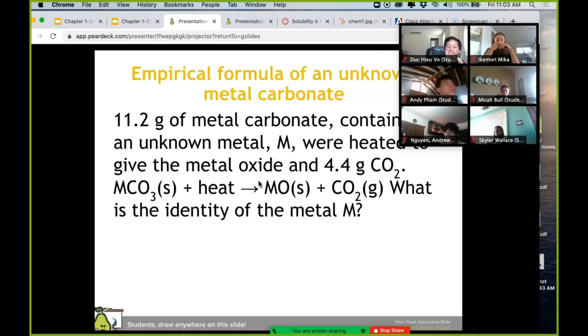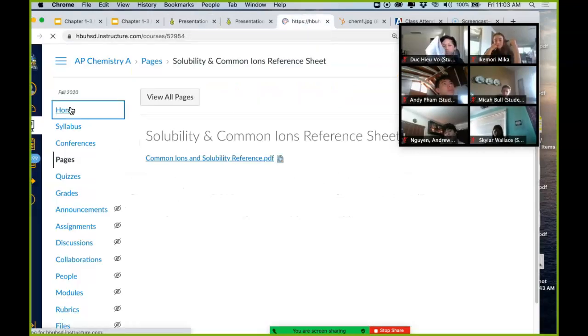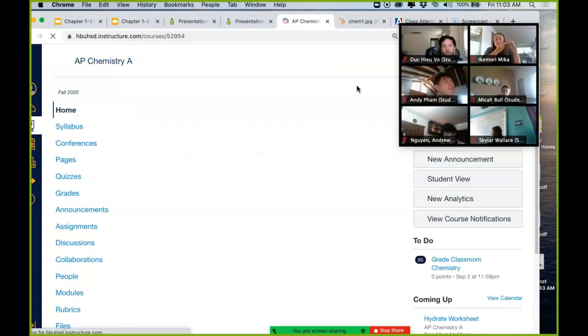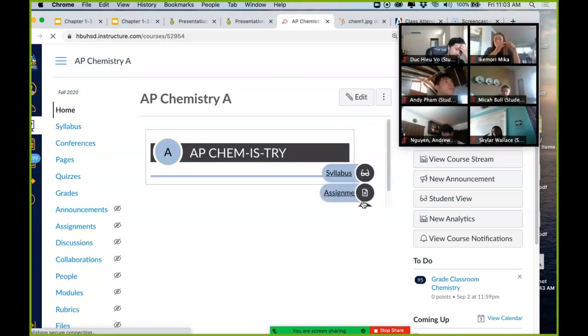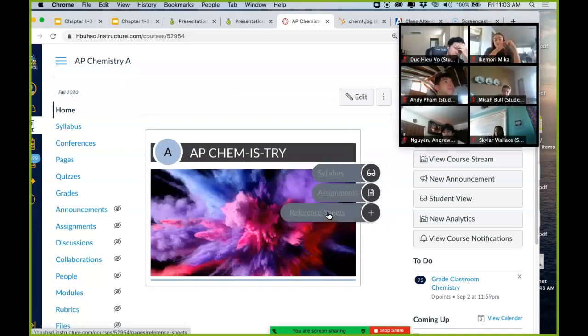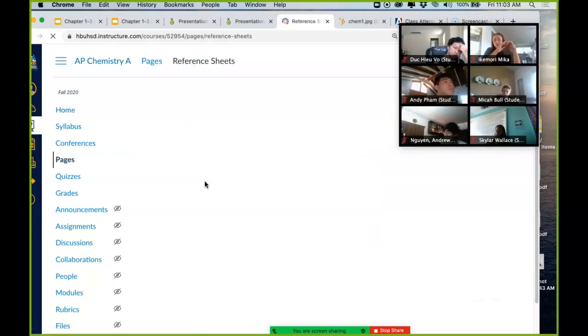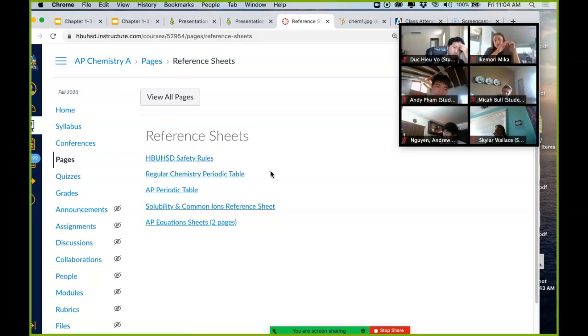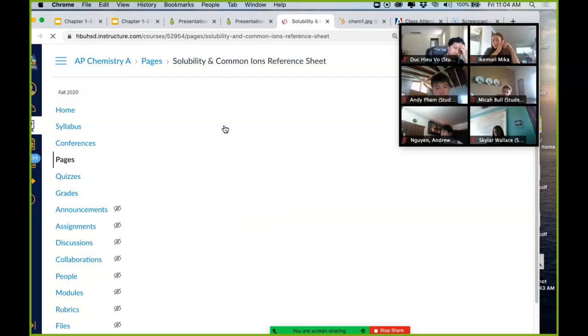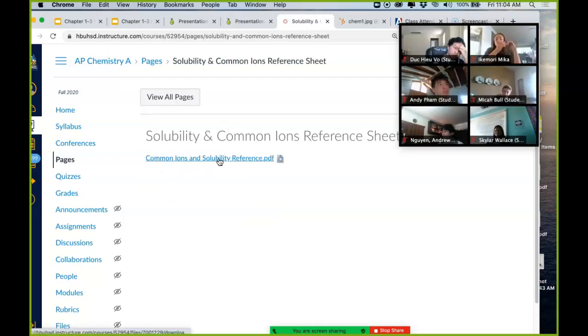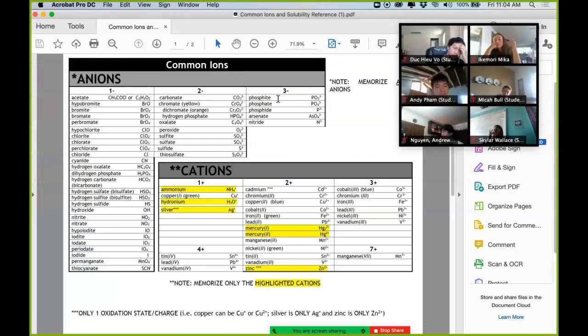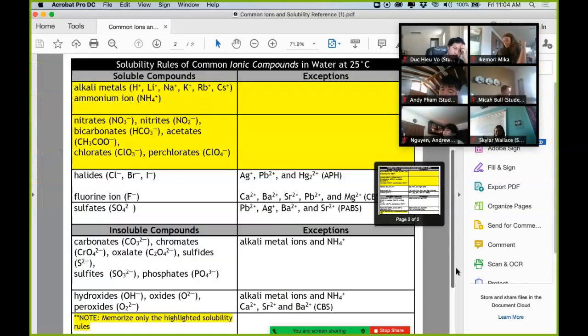If you go to the home page of Canvas, since I'm still screen sharing, I'll show you. If you don't have your stuff handy or you need to look at it again, if you go to the home page, I've made a button for reference sheets, and if you click on it, it'll take you to the different reference sheets that we'll use throughout the year so far. I'll probably add to them. But the common ions is right here. So you just click on it and then it'll take you to the link to open up the PDF. And so here it is right here. So you can pull this up if you need to.